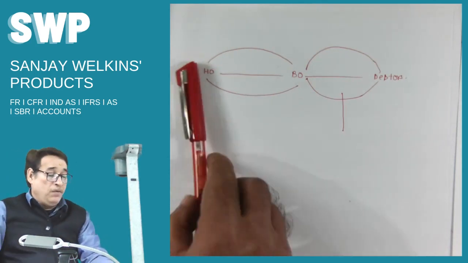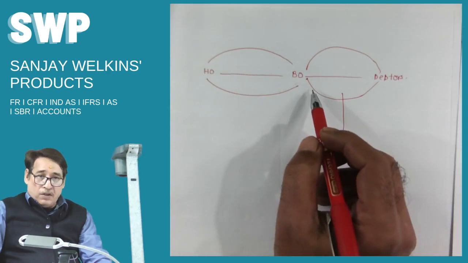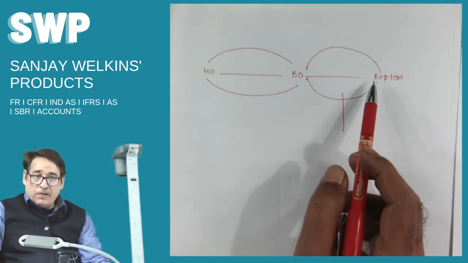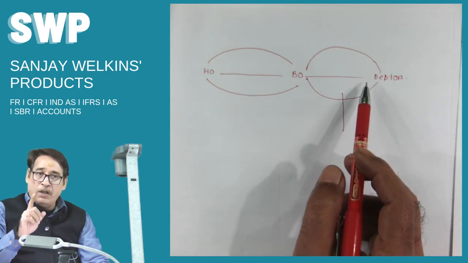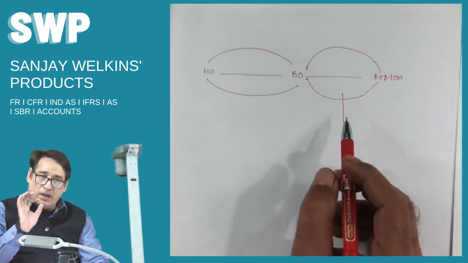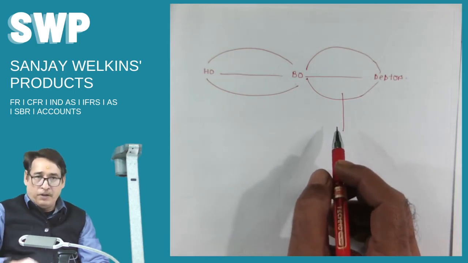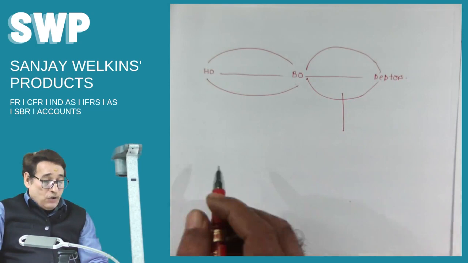Sorry. So any transaction which takes place between branch office and the debtors will never ever come in branch account. Please don't let this golden point escape from your mind. Is it clear to you? Now you will get the answer.